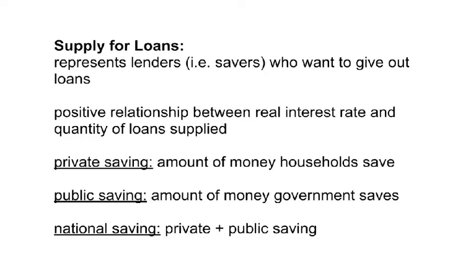They can make more money the greater the interest rate, the higher the interest rate. We can categorize saving here into one of two types. Private saving is the amount of money households, individuals like you and me, save. And then public saving is the amount of money the government saves. If we add those two types of saving together, we get what's called national saving, which is the sum of private and public saving.